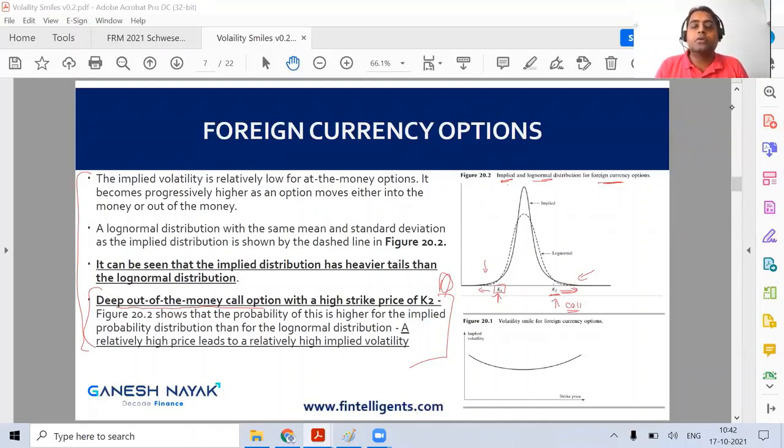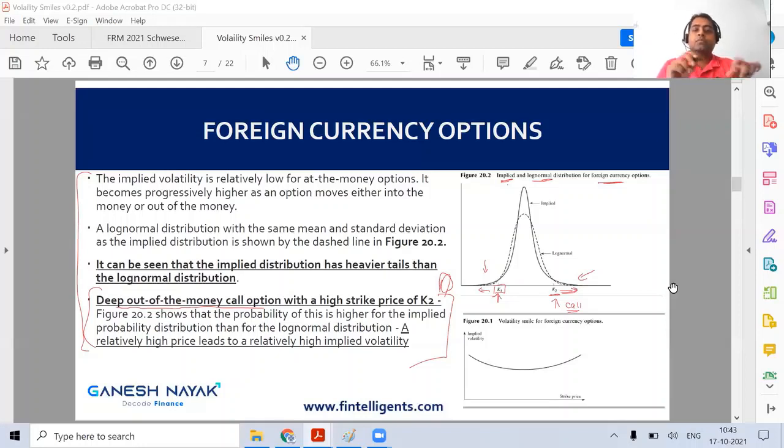For the FX, Shivam, answering your query, on both the tail sides, the log normal is underestimating. That's correct. It's not the underestimation of risk, but underestimation of price, or underestimation of probability. Sanjana, yes, your point is right. It is better to use implied distribution as compared to log normal distribution. When this entire foreign exchange part gets covered, you'll understand the reasons for this scenario.